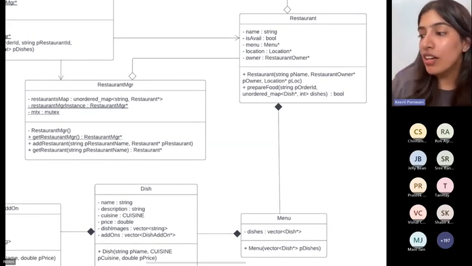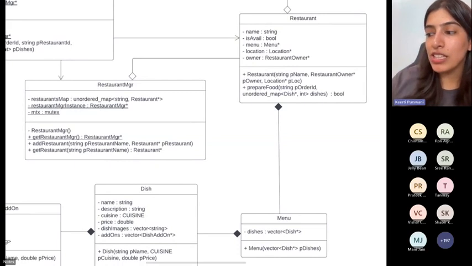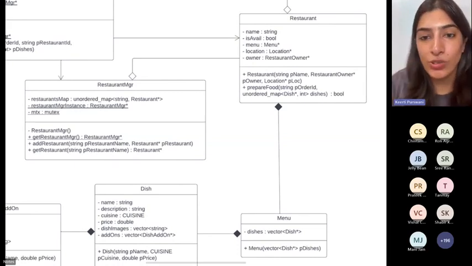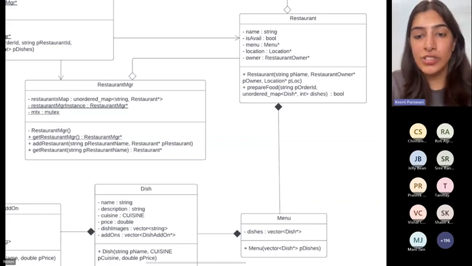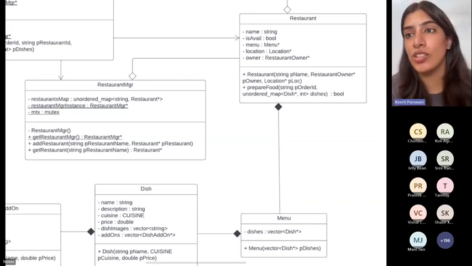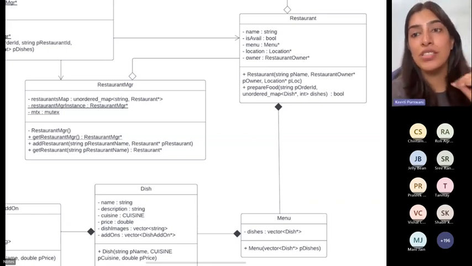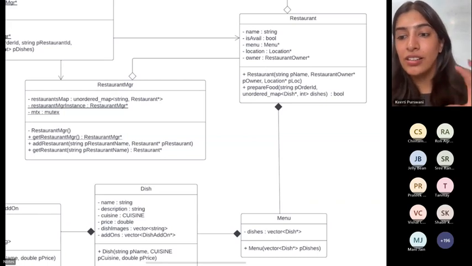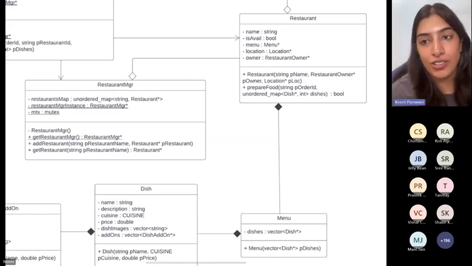So if I draw a diagram like this, you should be able to say that menu is a part of restaurant. When you look at this, you should be able to see menu is a data member in restaurant. You can see that. So restaurant has menu, and menu ka entire life cycle is dependent on restaurant. Menu cannot exist without restaurant. It is a composition relationship, right?